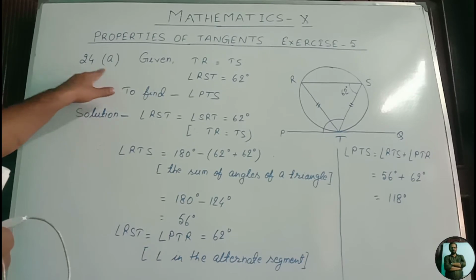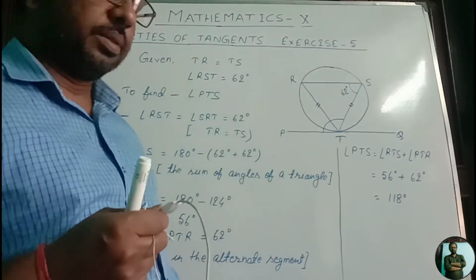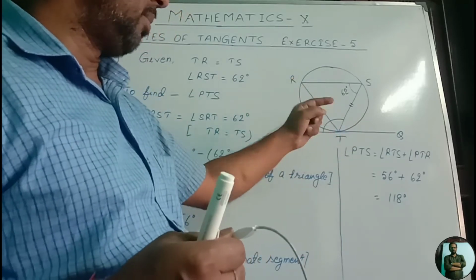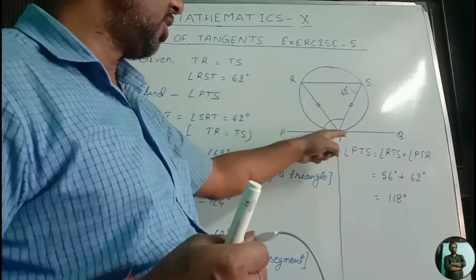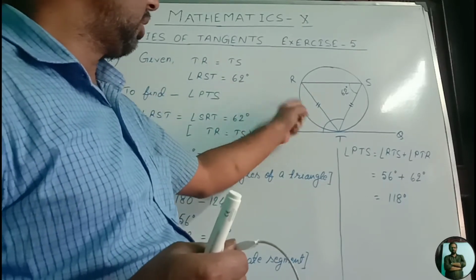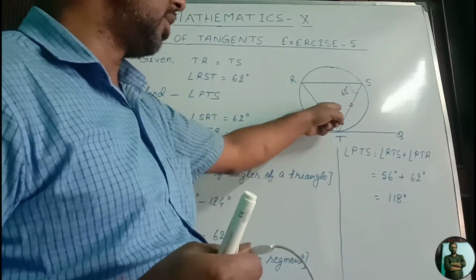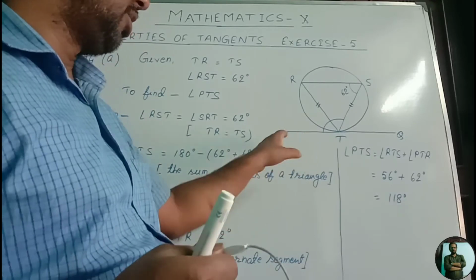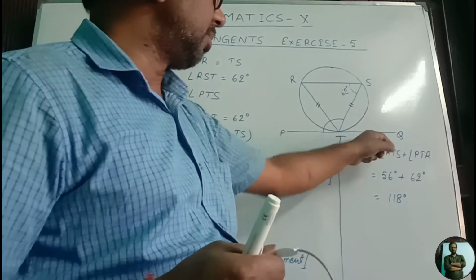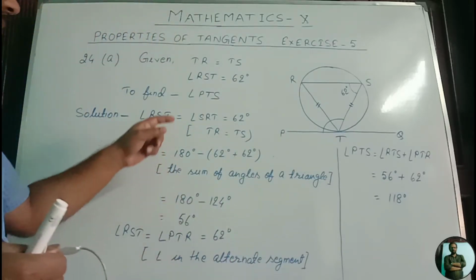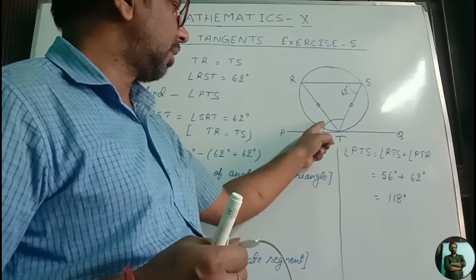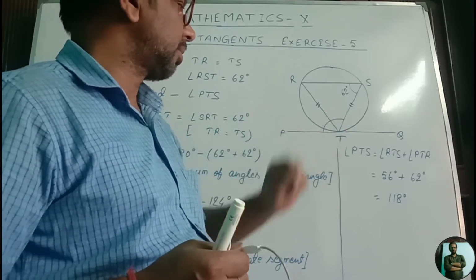Question number 24A. This figure is given. In this figure, triangle RST is circumscribed, in which ST equal to RT, that is given. TR equal to TS, means these two sides are equal, and one tangent is drawn through the point of contact T. The tangent is PQ. We are asked to find angle PTS, this angle PTS.